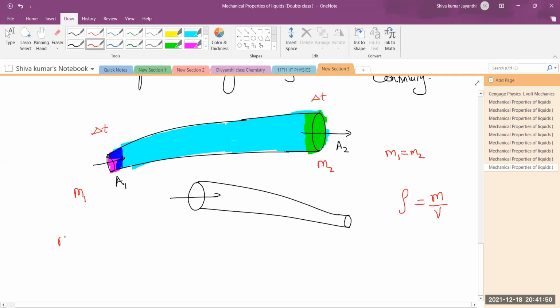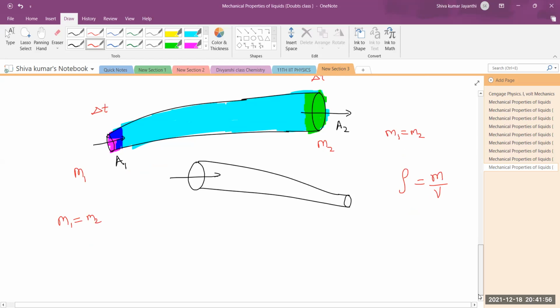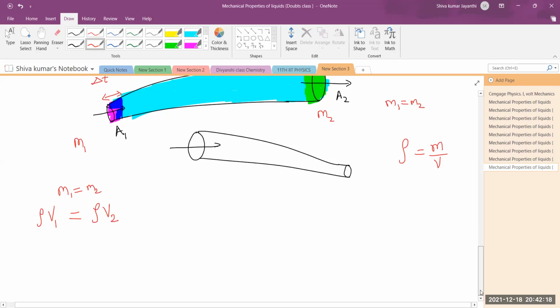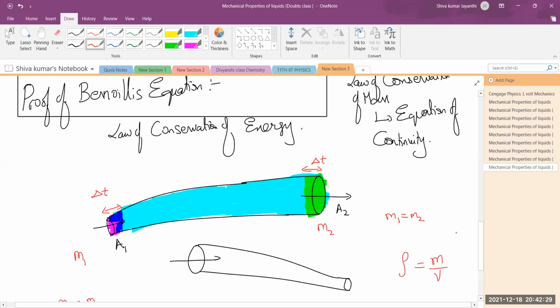So can I write this M1 equal to M2 in terms of the parameters of the pipe or the container? This mass M1 that entered and this M2 that came out are one and the same. So how do we understand that? It is equal to density of the liquid times volume V1 is equal to density of the liquid times volume V2. Now what am I saying? Mass and density will be the same, but volume will be different. You can very clearly see these volumes are different. The area is different. Is it or not?